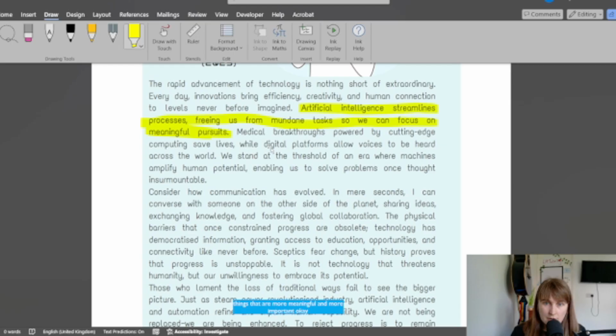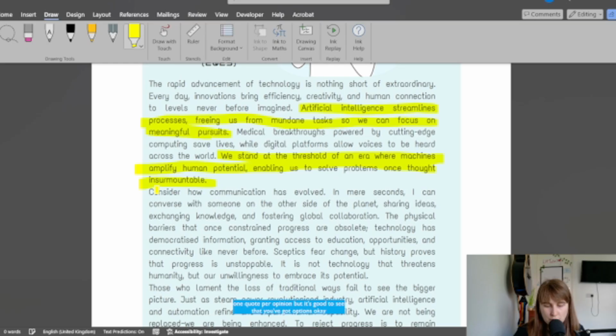Okay, there are other examples I could have chosen to back that up. Here we go. We stand at the threshold of an era where machines amplify human potential, enabling us to solve problems once thought insurmountable. So I could highlight that as well. I don't want to get into the habit of using too many quotes in my actual answer, so I'll probably stick to 1 quote per opinion. But it's good to see that you've got options.